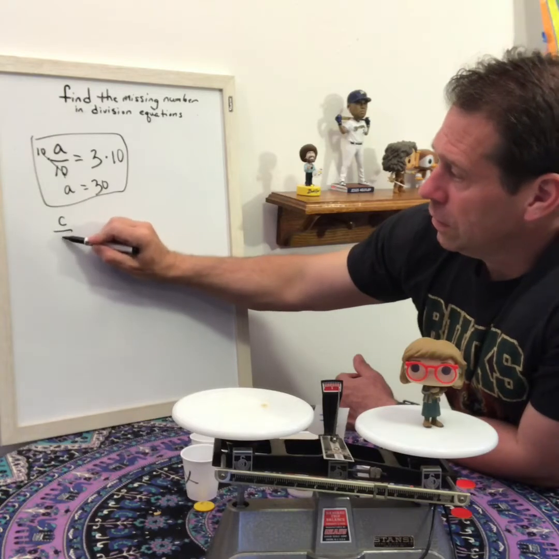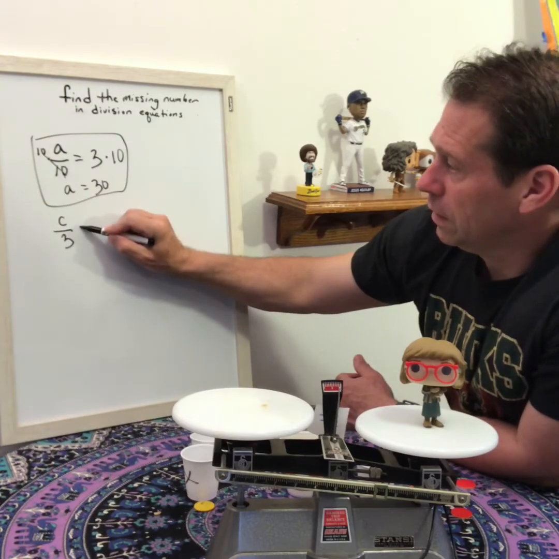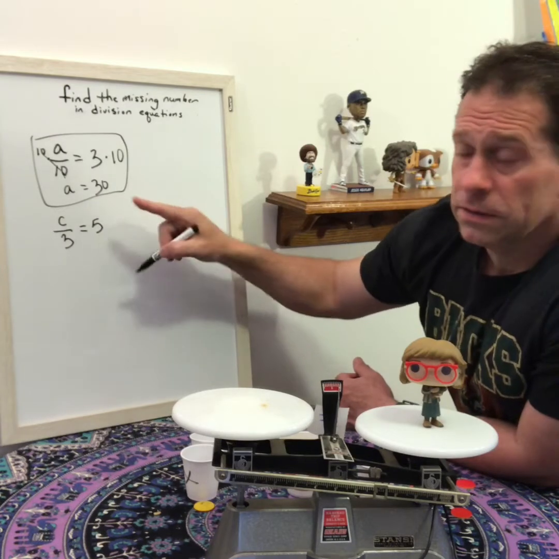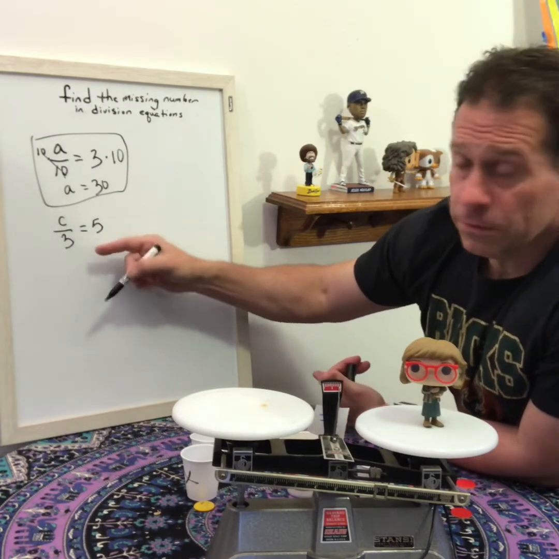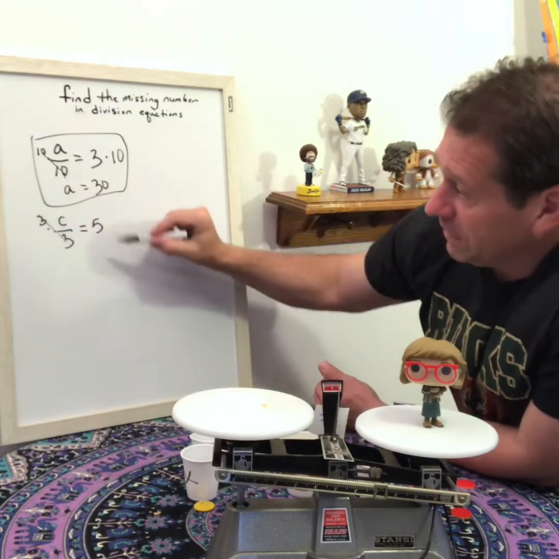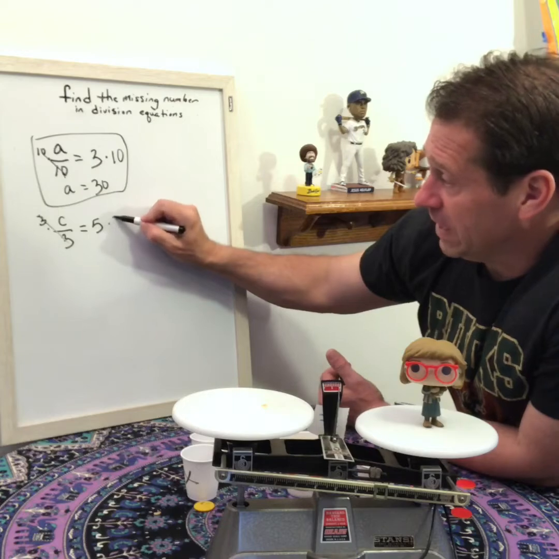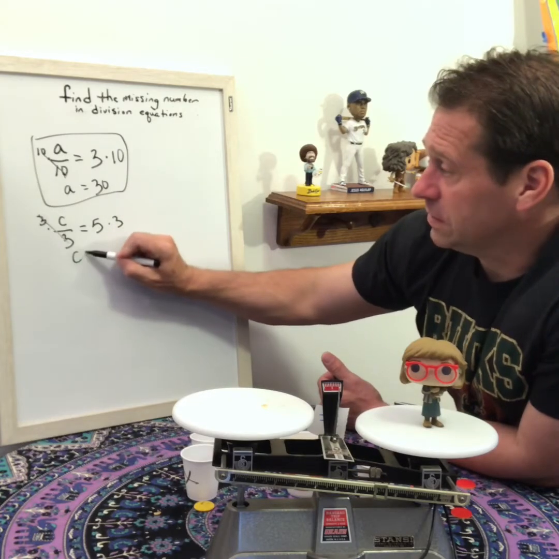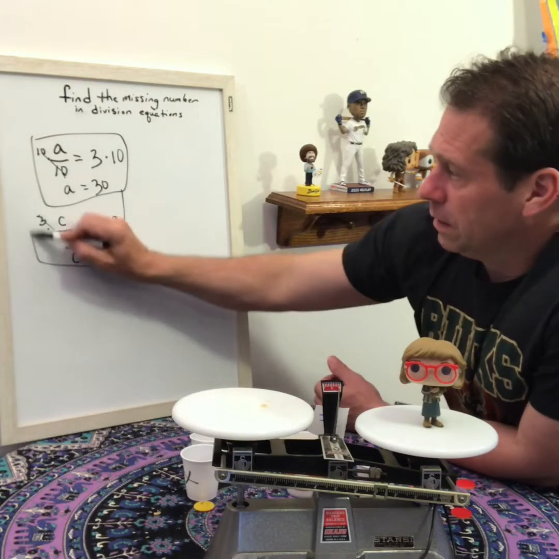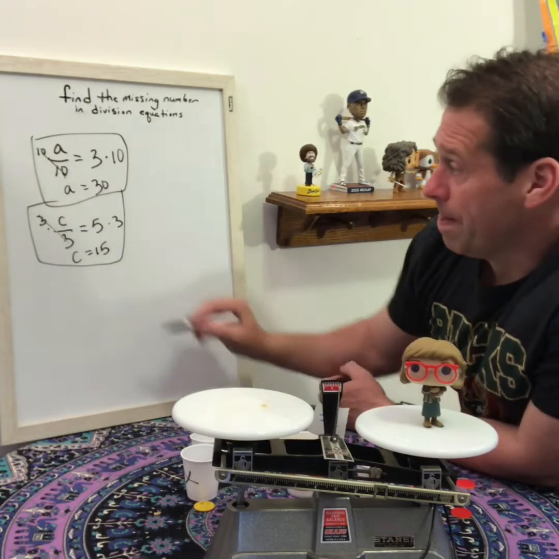c over 3 equals 5. To get rid of the c over 3, divide by 3, I'm going to have to multiply it by 3, kind of do the opposite function. And if I did that, that's going to cancel it out. I have to do the exact same thing to the other side. I get c equals 15. And that's how you show your work.